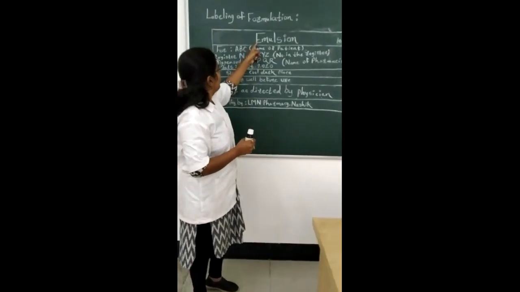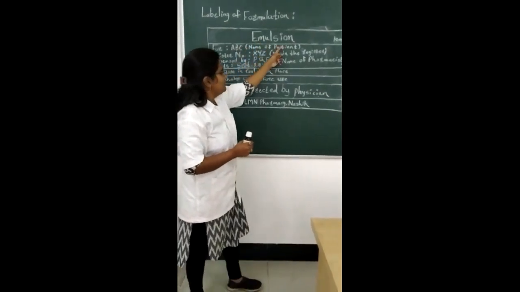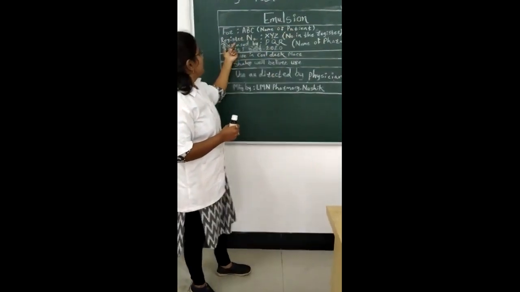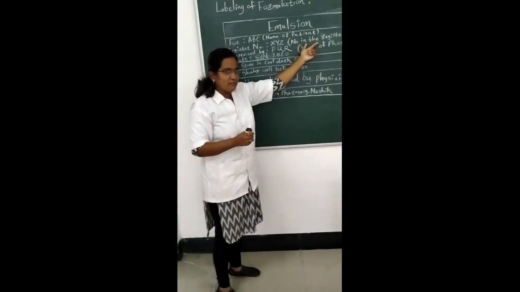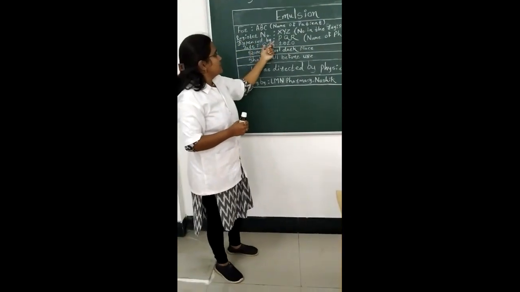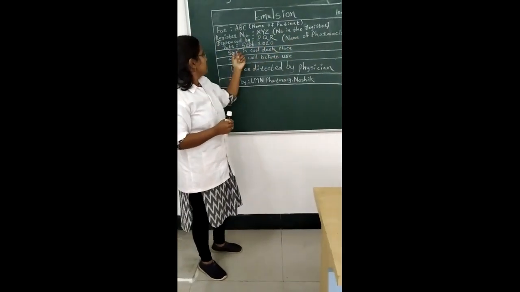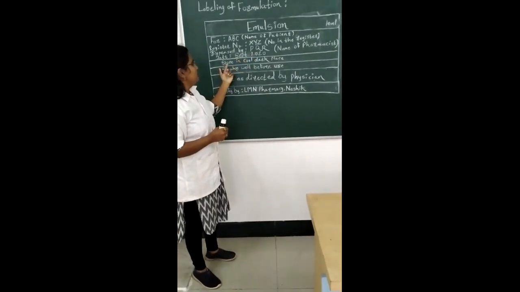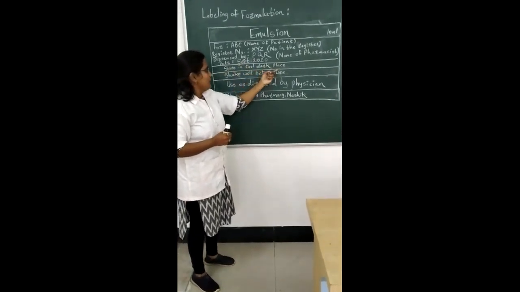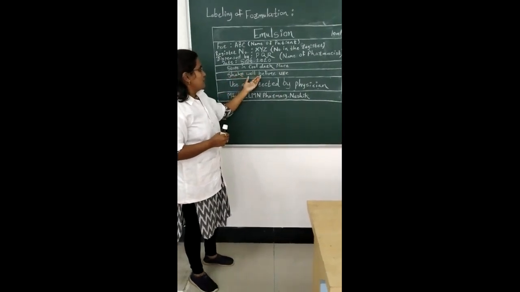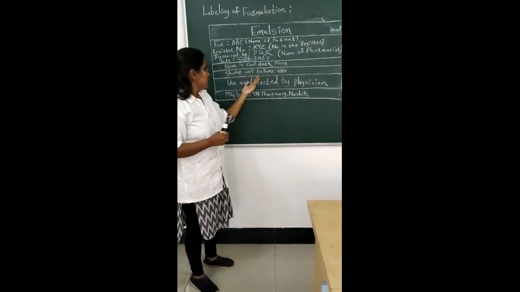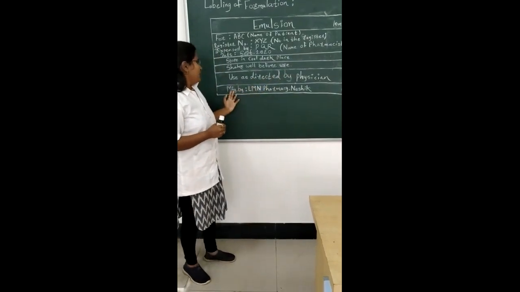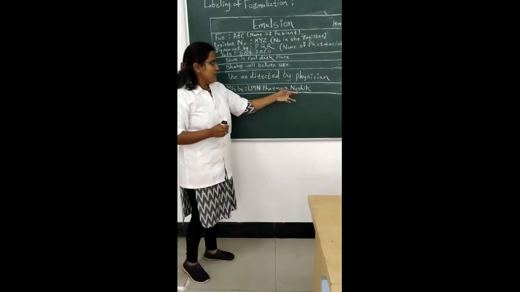The labeling of the formulation: emulsion 10 ml for ABC, that is name of patient; register number XYZ, that is the number given in the register; dispensed by PQR, meaning name of pharmacist; manufacturing date September 2020; storage condition: store in a cool and dark place; one more direction: shake well before use, and use as directed by physician. Manufactured by Element Pharmacy, Nasik.